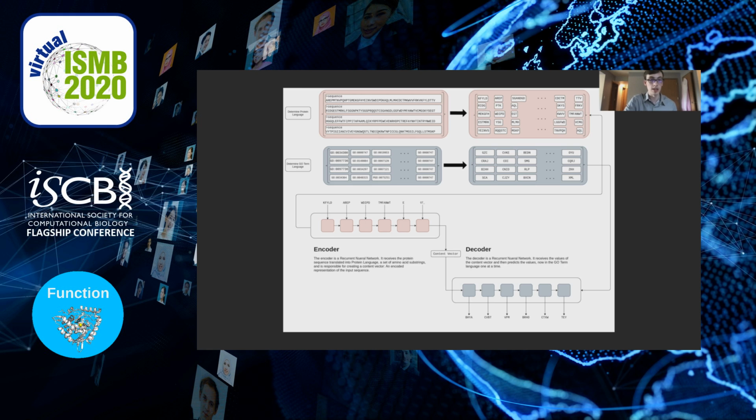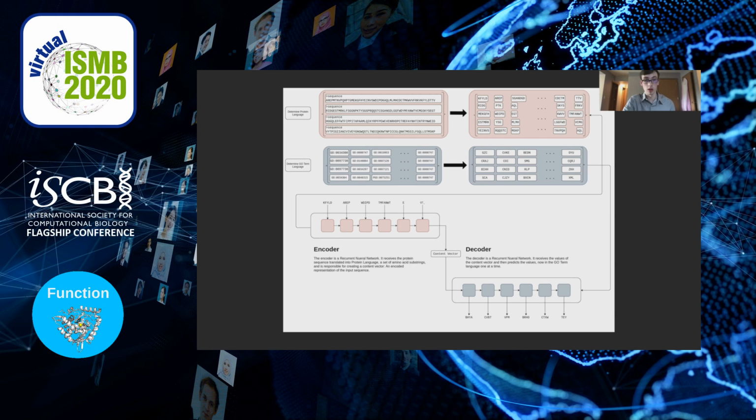So the encoder is a sequence or character level RNN that receives the protein words from an input sequence. Then it encodes these words into a context vector. From there, a decoder RNN, a completely separate RNN, receives the values from the context vector and then predicts the terms in the new language, the GO language. Now that we have our GO word predictions, we can directly translate these GO words back into GO terms, and thus we have our predictions.